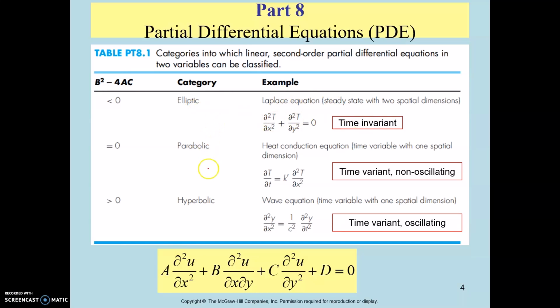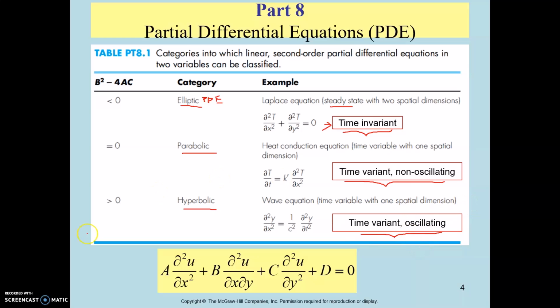So for these 3 cases, there are important characteristics. For example, elliptic PDE is used to solve a problem that has this kind of behavior, time invariant, or in other words, we can call it steady state. For parabolic, it solves the problem with time variant and non-oscillating. And last case is time variant and at the same time oscillating.